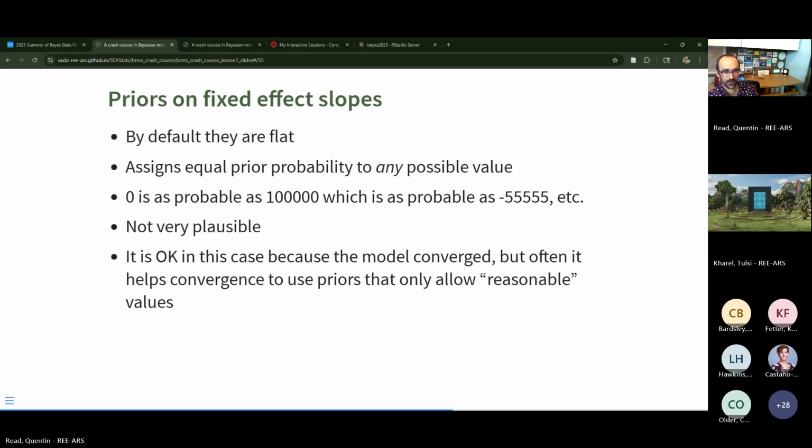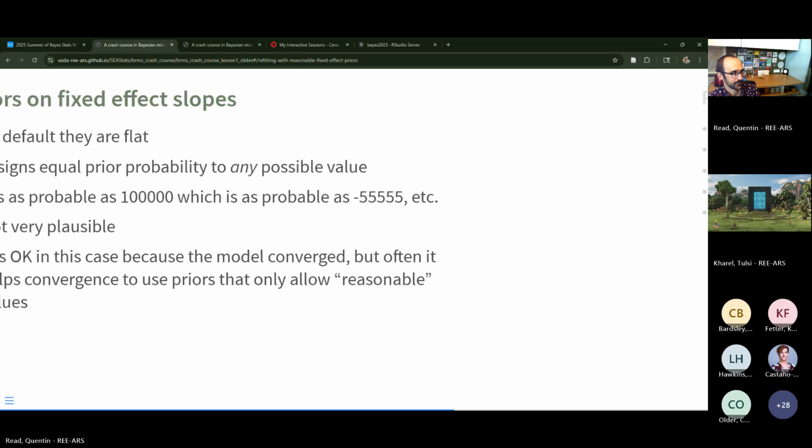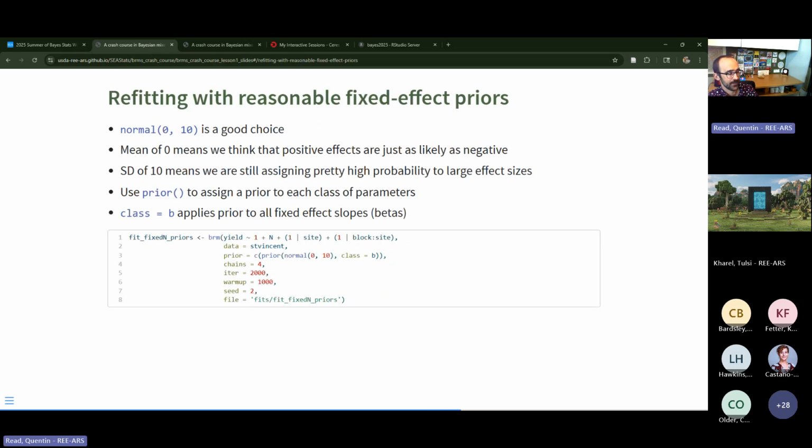So obviously having a prior on the fixed effect of nitrogen on yield that allows for effects in the hundreds, thousands, millions is not even plausible. So we can help our model to converge by setting a prior that will eliminate or assign a very low probability to incredibly implausible effect sizes. And that's just what we did at the end of last week.